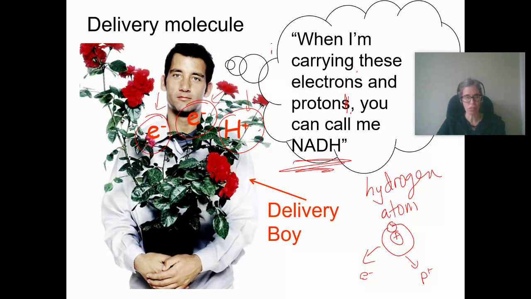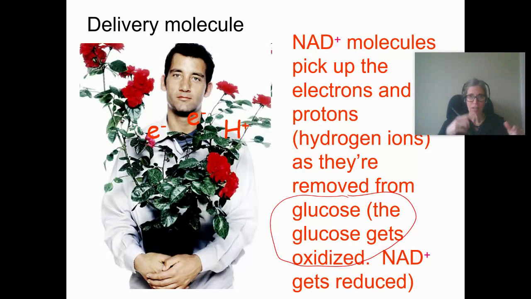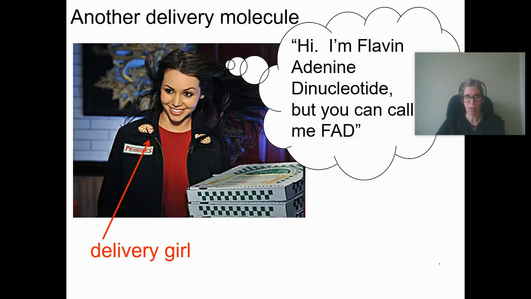And I'll show you the molecular structure in just a minute. So NAD plus molecules pick up electrons and a hydrogen ion, and those are removed from glucose. So the glucose gets oxidized. If you remember with reduction, you're getting more negatives, so you're getting more electrons. Oxidized means you're getting rid of electrons, you're giving them to somebody else. So glucose gets oxidized for energy. You release energy when you get oxidized. So glucose gets oxidized, and the NAD plus gets reduced to become NADH. So I'll show you that in a minute.